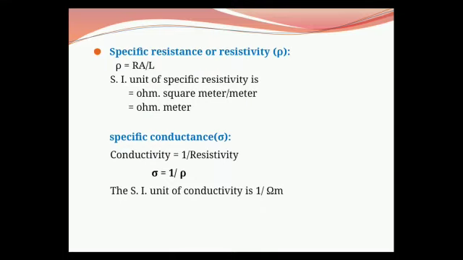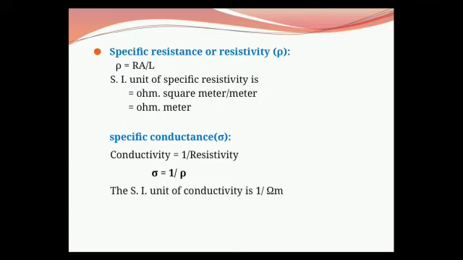Therefore the SI unit of specific resistivity or specific resistance: the formula is R into A upon L. Here the unit of resistance is ohm, the unit of area is square meter and the unit of length is meter, and therefore we get the SI unit of specific resistance as ohm meter.